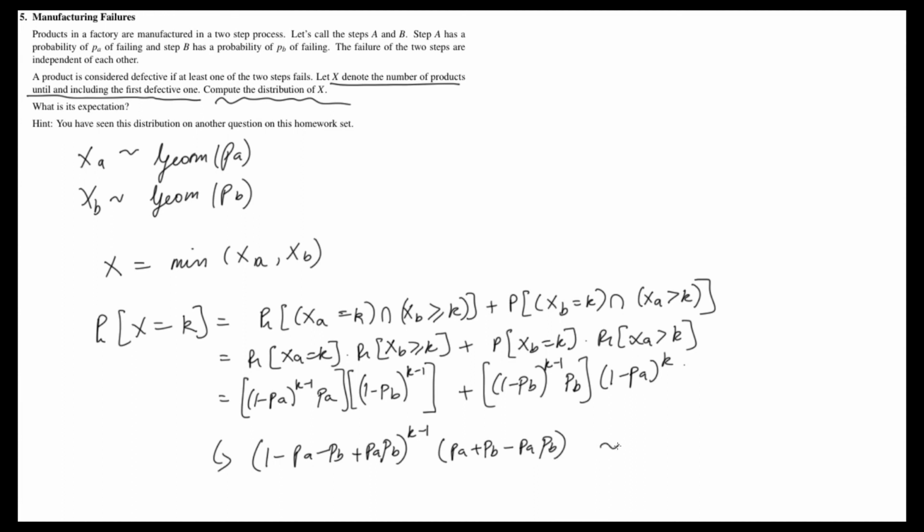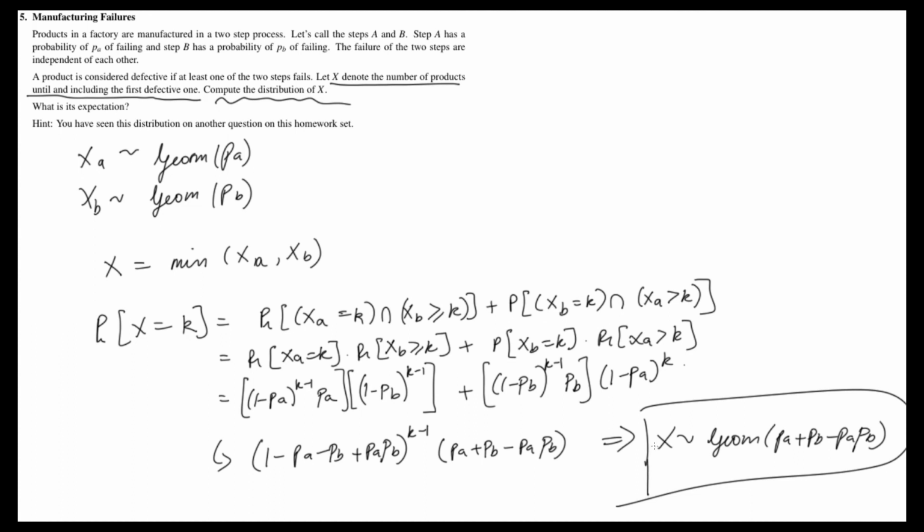This implies that X is distributed exactly the same expression as a geometric, right? So X is distributed as a geom of PA plus PB minus PA PB. And you get the same thing as otherwise. Alright, so these are two ways of doing the same thing. And I mean, definitely there are many other ways, but these are the two simplest ways to do it.